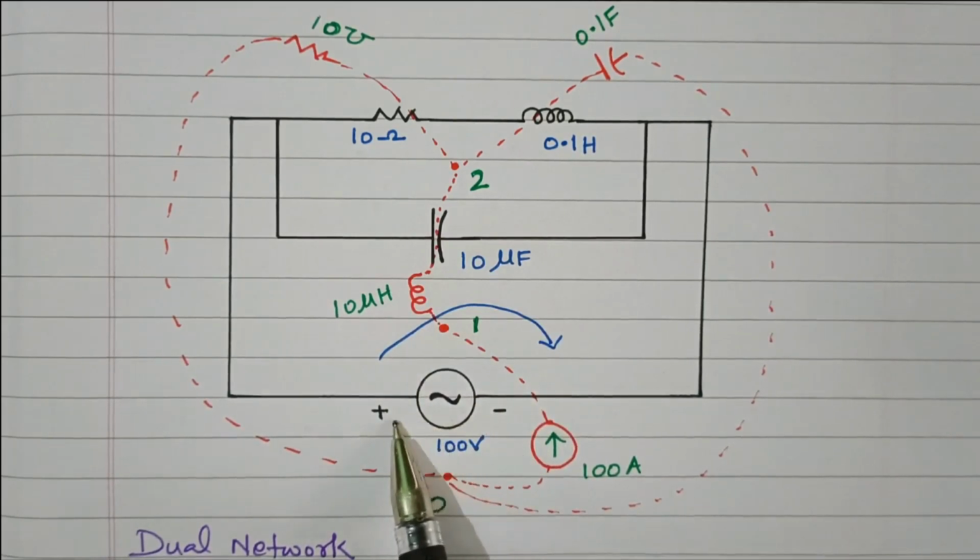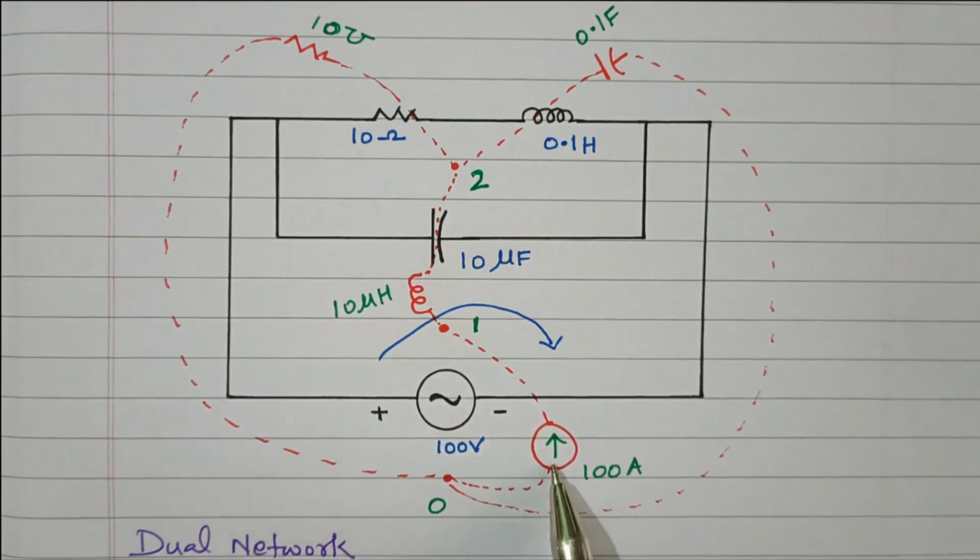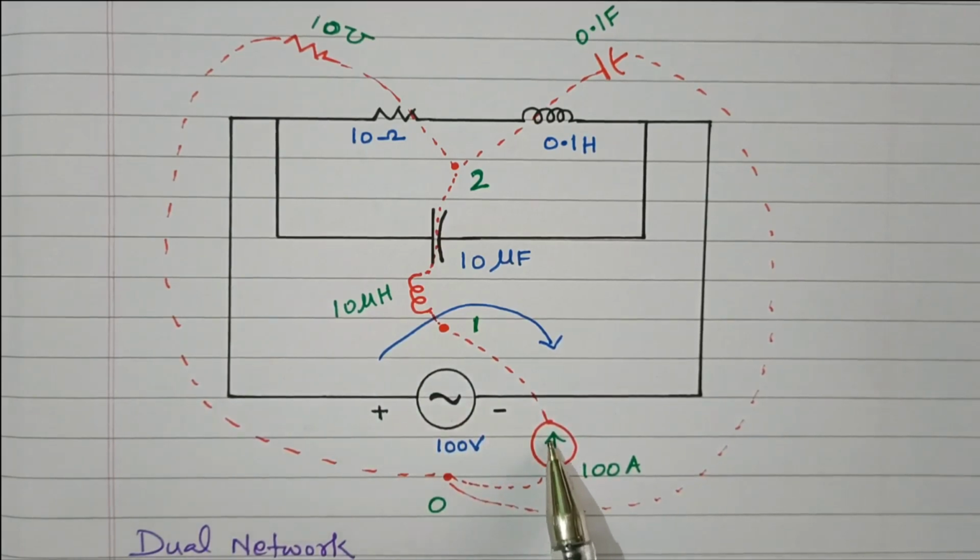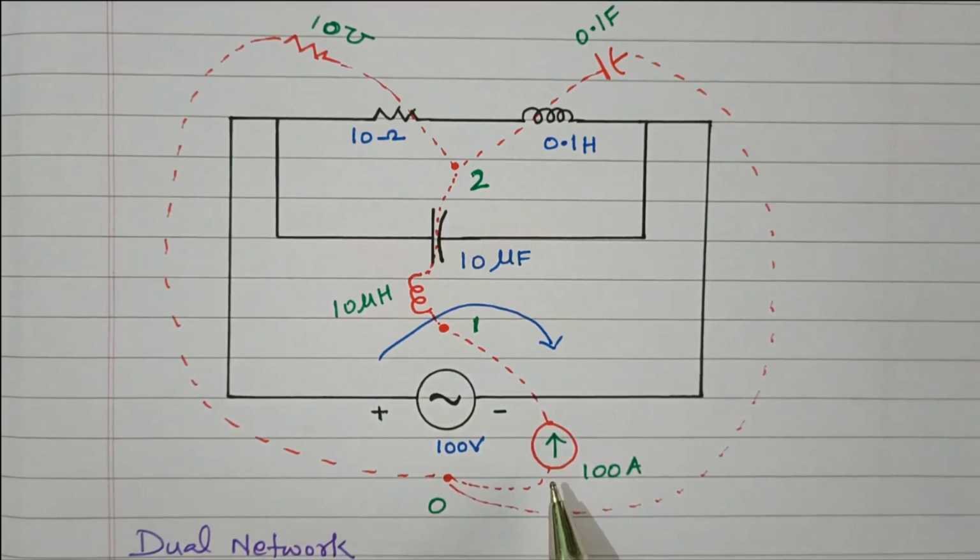Current is from negative to positive, so the rise in potential. The voltage is also rising, going upward. The current is also going in the upward direction. Right, so now all the elements are converted.